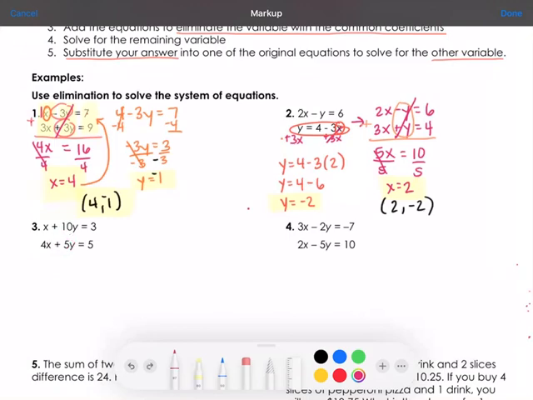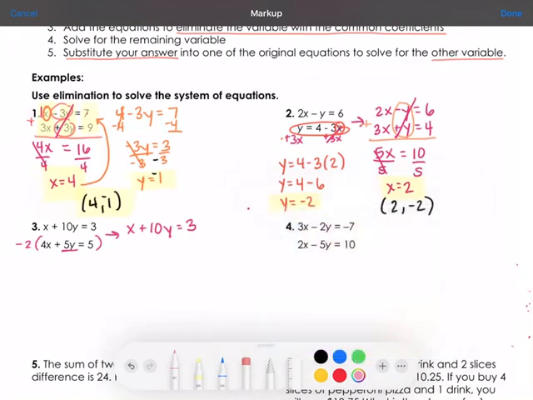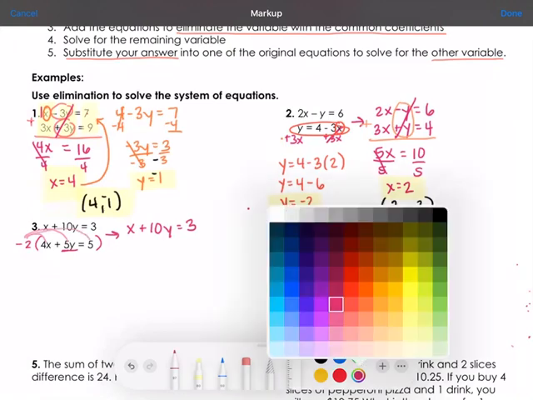up here. But remember, anytime I multiply, I have to multiply the entire equation by whatever I'm multiplying by. So if I want to multiply 5y by negative 2, this entire equation needs to be multiplied by negative 2. And this should work. So I'm going to rewrite the top one, will not change at all. So I'm going to write x plus 10y equals 3. But this bottom one, I'm distributing this negative 2 to everything inside the parentheses. So I have negative 2 times 4x, negative 2 times 5y, and negative 2 times 5.